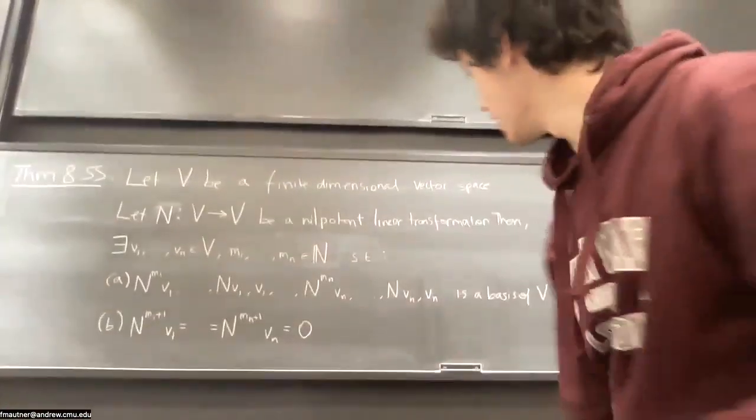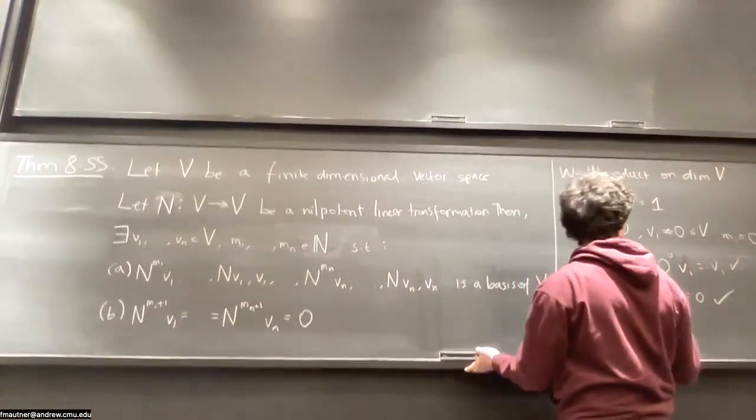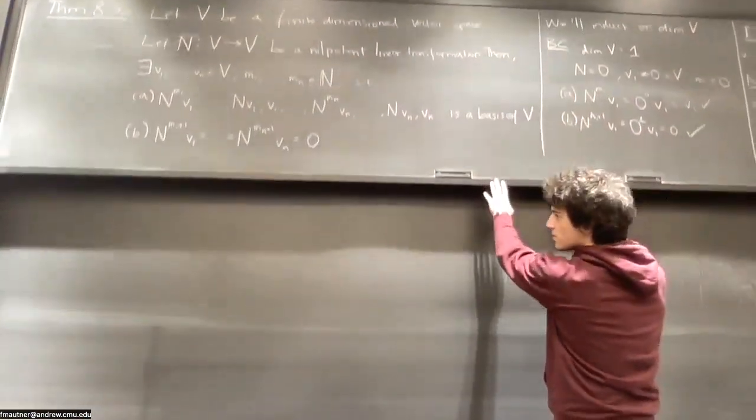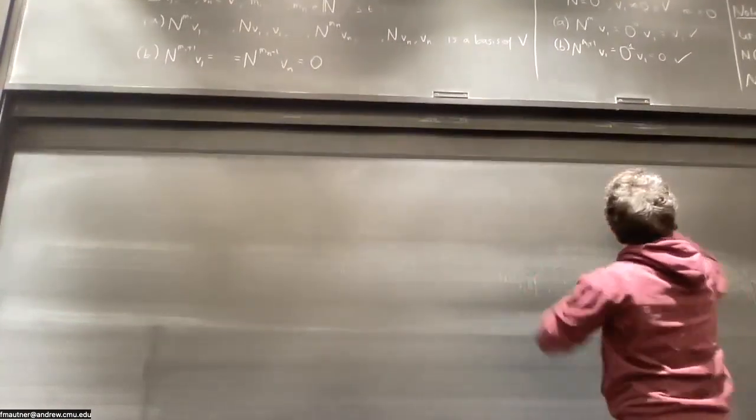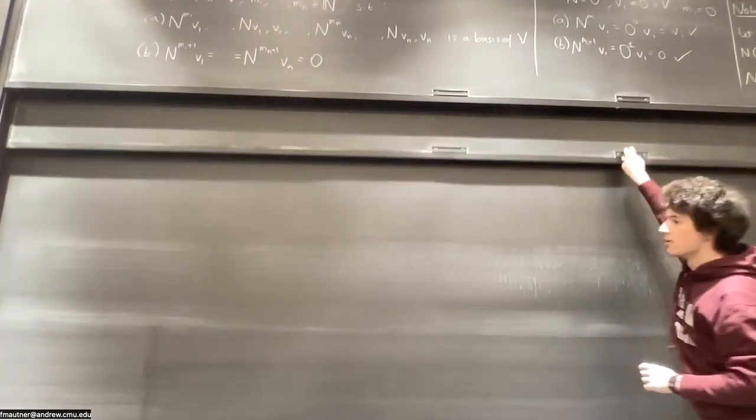And with this, we'll be able to show that a very neat subspace has lower dimension than V, which will allow us to call the induction hypothesis on it.